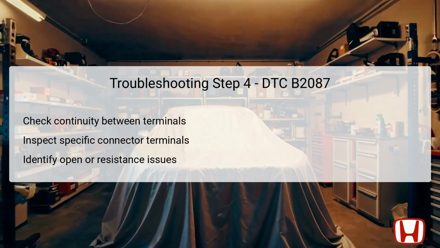The fourth step involves a critical continuity check between the connectors of the right power sliding door control unit and the rear latch. You need to measure continuity between right power sliding door control unit connector A terminal number 12 and the right power sliding door rear latch connector B terminal number 4. This is performed using a multimeter set to continuity mode.